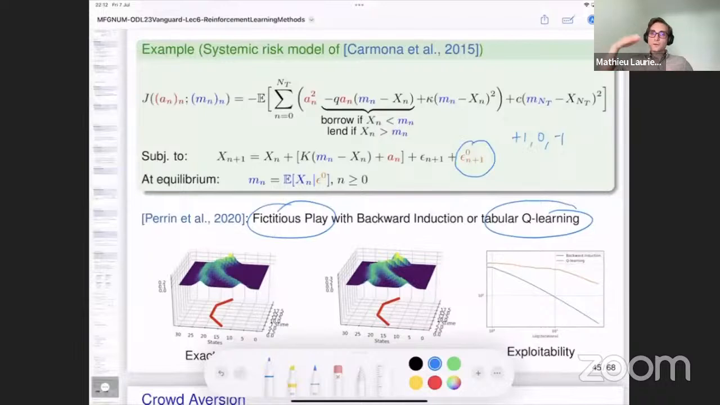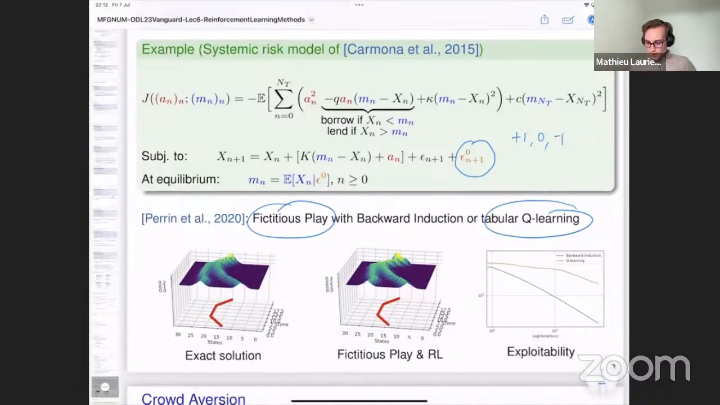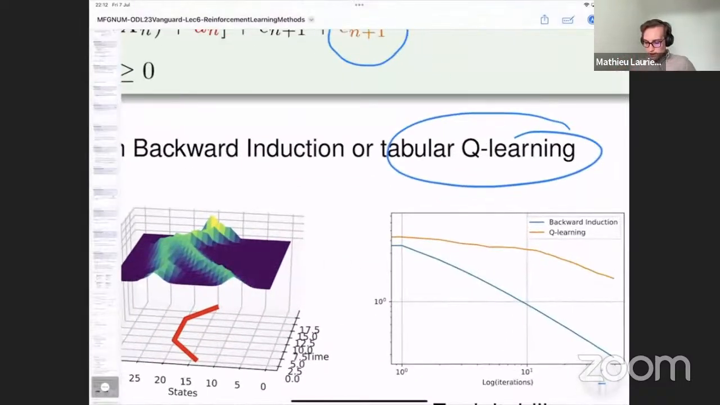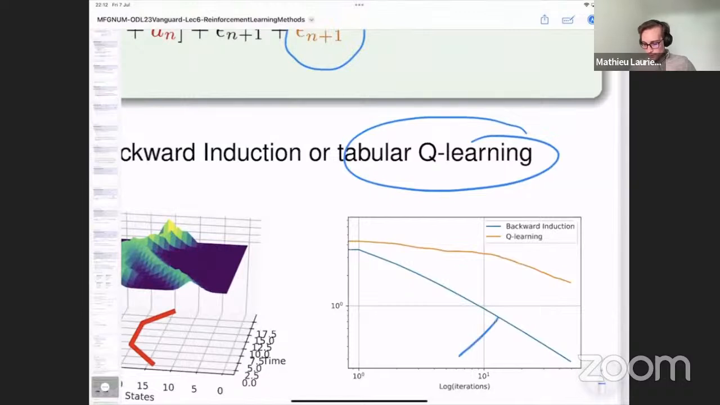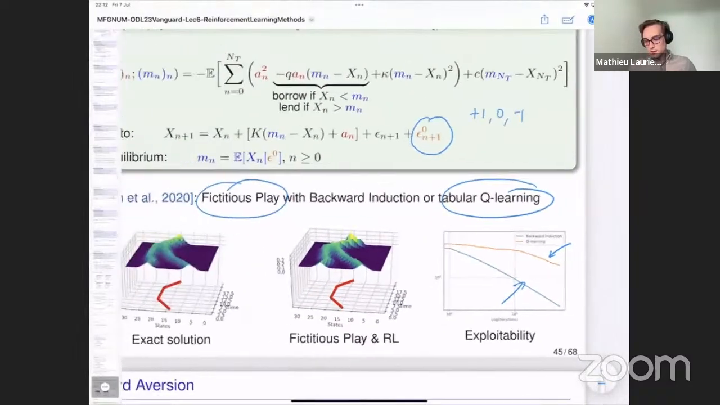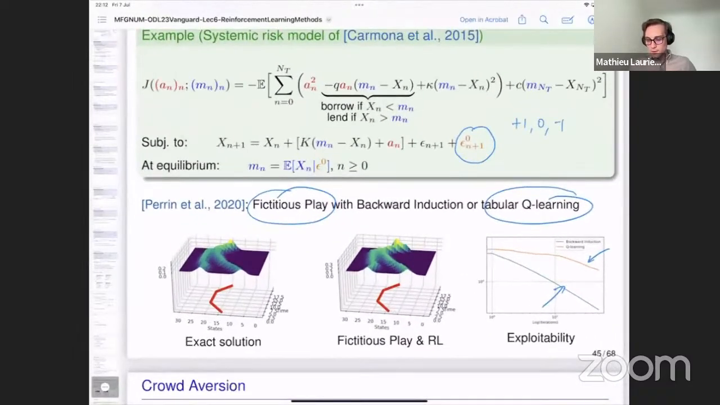So the meta algorithm is fictitious play, and at the reinforcement learning level, at the agent level, we use tabular Q-learning, and we see that the exploitability is decreasing. If you use backward induction, in the sense you really use the model to do the backward induction, it converges faster than if you use reinforcement learning, because there are some errors, and so it takes a while to decrease the exploitability.